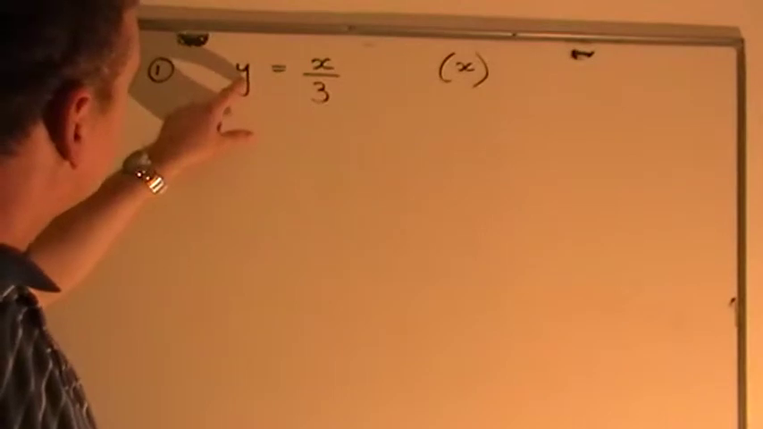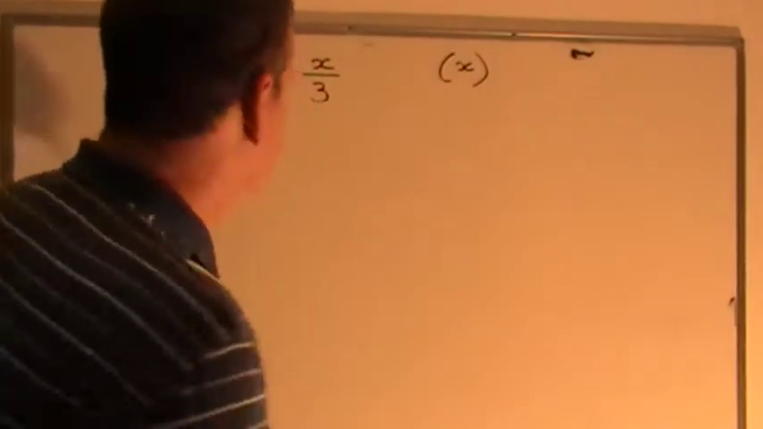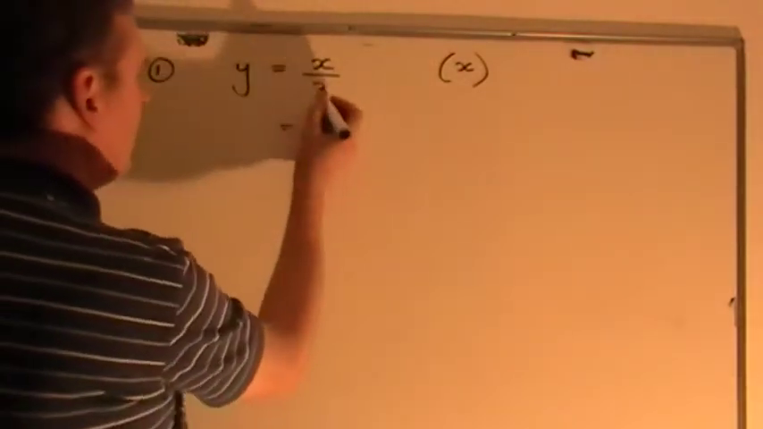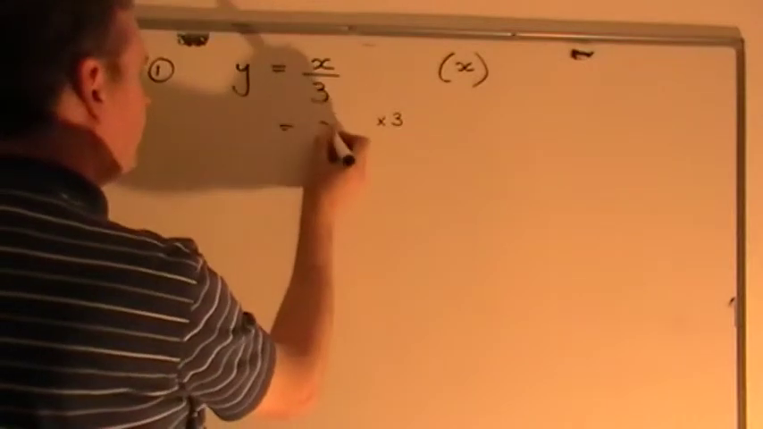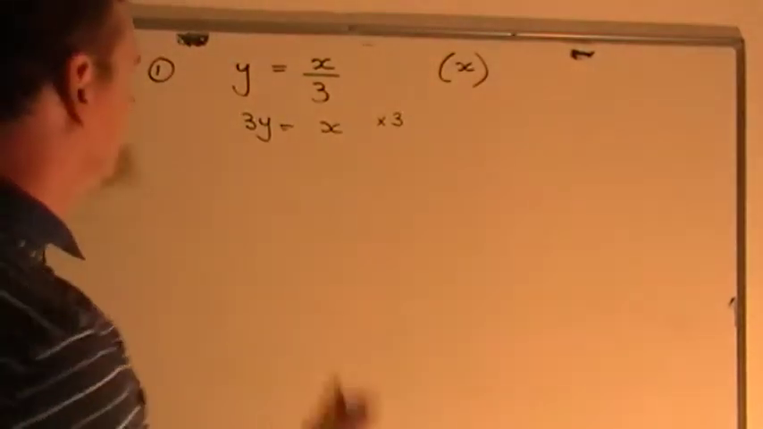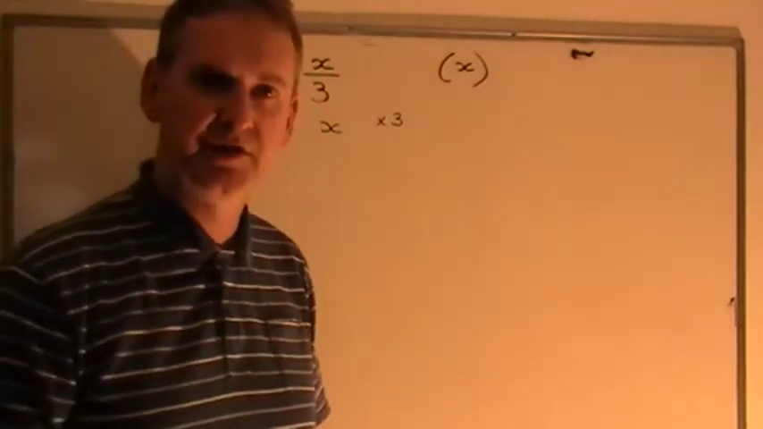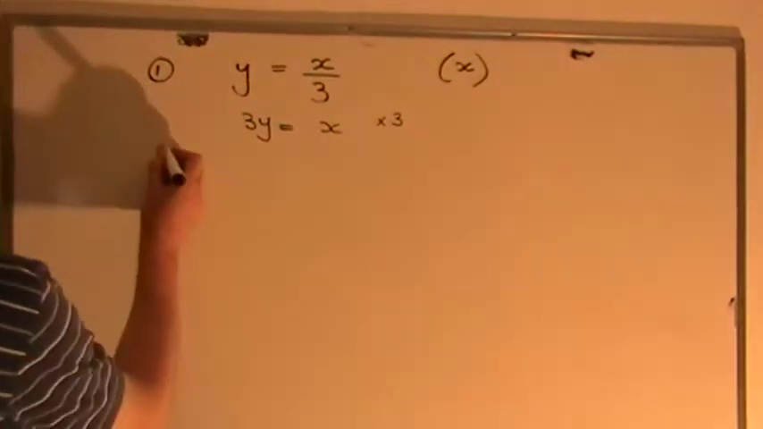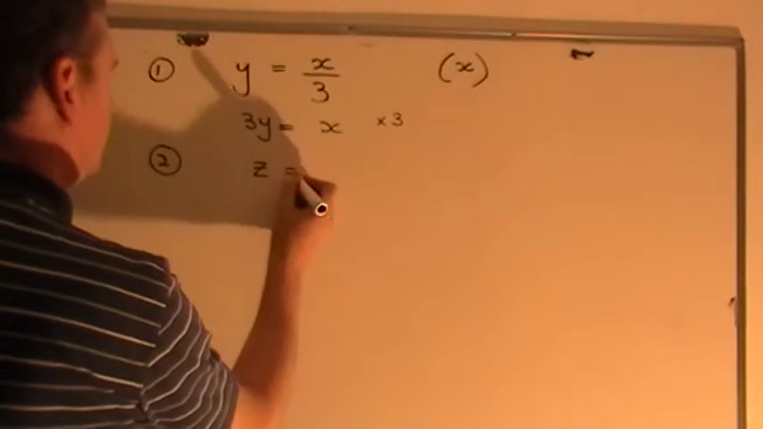At the moment y is on its own, y is the subject. I want to change it so x is the subject. So x is over there. How do I get rid of this divide by 3? Simply times by 3. Times that by 3 you get x, and times that by 3 you get 3y. So there you go, 3y equals x. x is on its own, it's the subject. Finished. Easy.